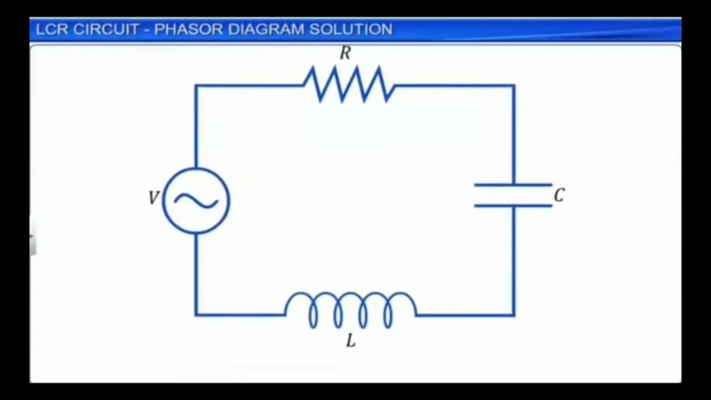In a series LCR circuit, a resistance R, a capacitor of capacitance C and an inductor of inductance L are connected in series with an AC source of voltage V, and the varying voltage V is given by V equal to Vm sin omega t. When such a varying voltage is applied, since these components are connected in series, the same current will be flowing through all the three components.